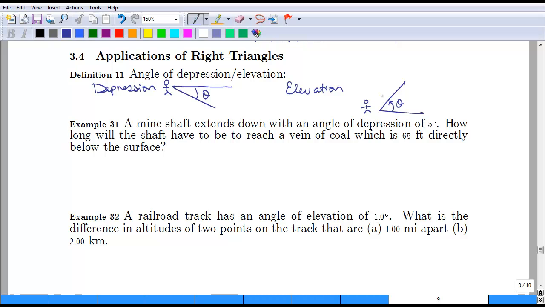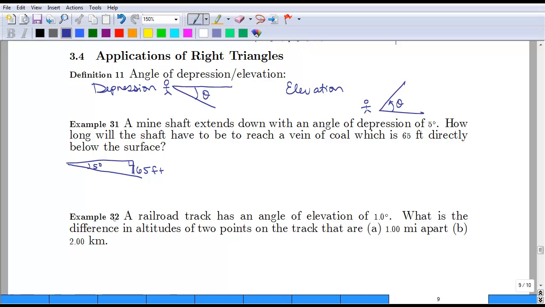Anytime we are dealing with applications and triangles, the first thing we want to do is draw a picture. So in this case, we have our horizontal. Since we have an angle of depression, and again it's a very shallow one of 5 degrees, then we're going to be looking down, and we have this vein of coal which is 65 feet directly below the surface. So 65 is going to be our vertical piece here, and our right angle is going to be formed between the horizontal and the vertical pieces.